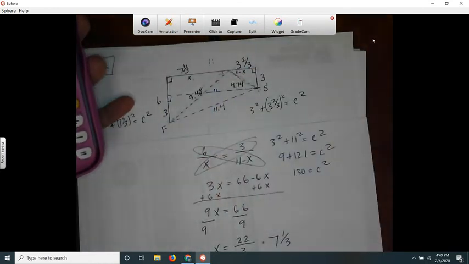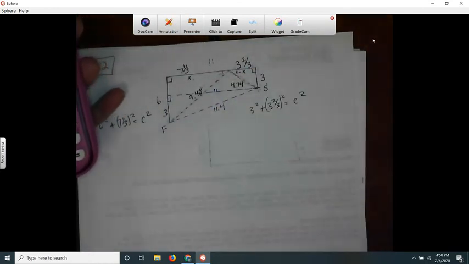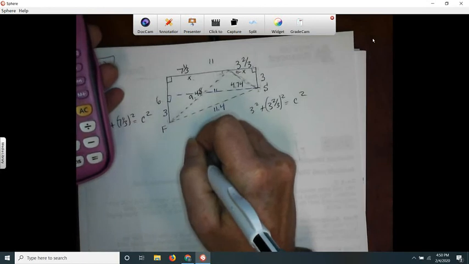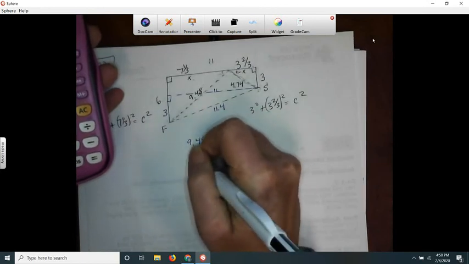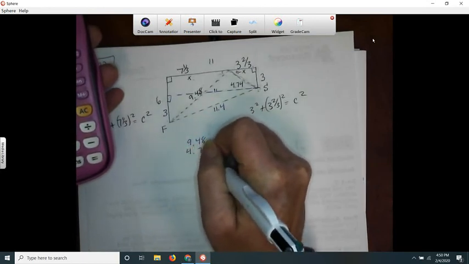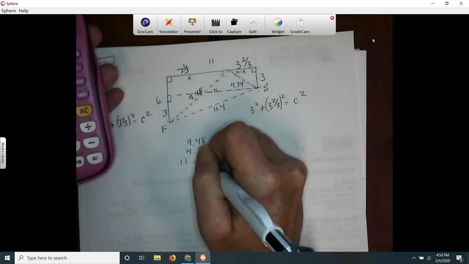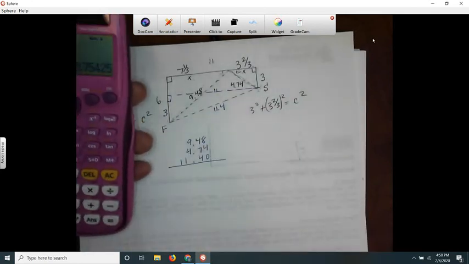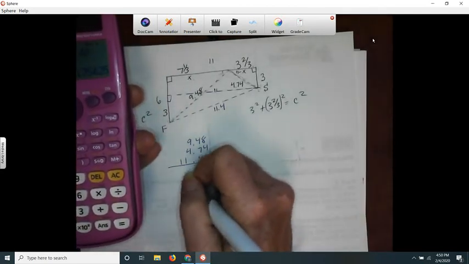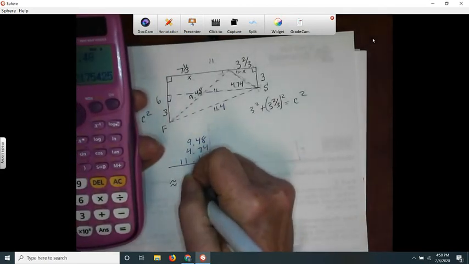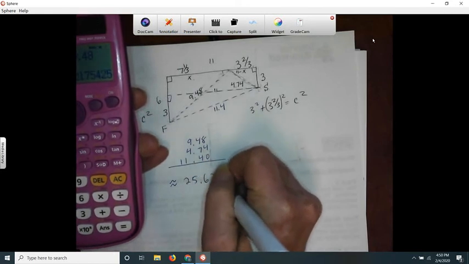And then I'll just add them all up. So I want to see 9.48 plus 4.74 plus 11.4. So I got about 25.62 is the perimeter now.